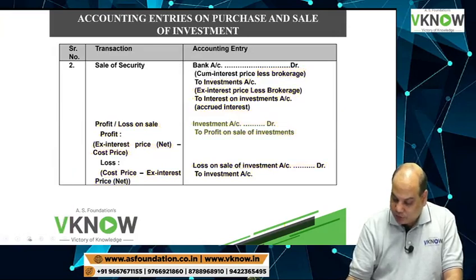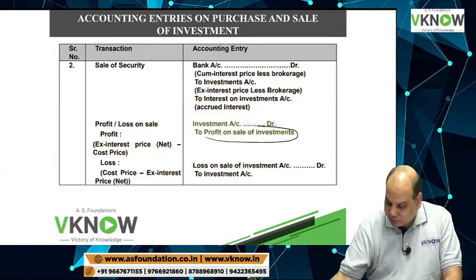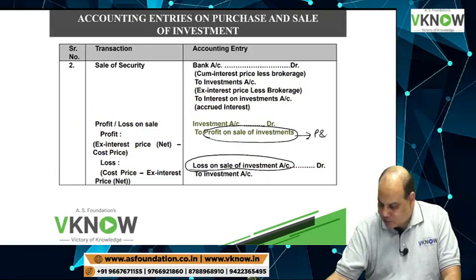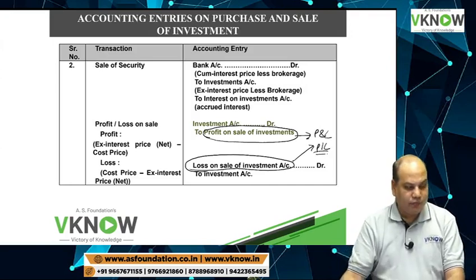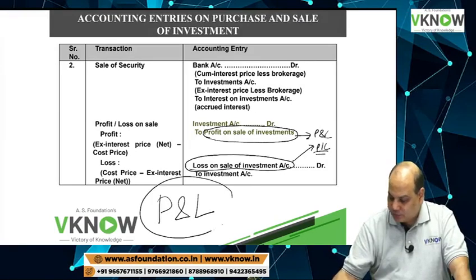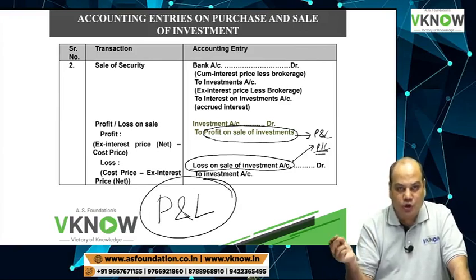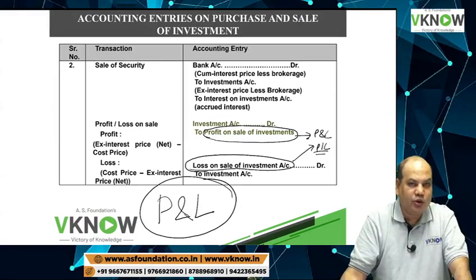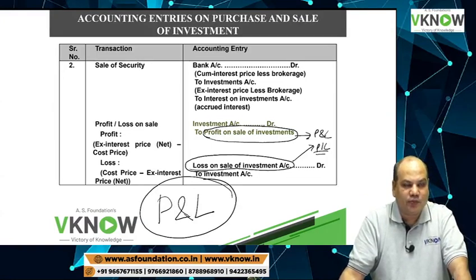Where will you transfer this profit or loss? This profit or this loss is transferred to profit and loss account. In this chapter, any profit or loss will be transferred to P&L account. Don't transfer to any capital reserve, general reserve, or any other reserve. Rather, transfer it to P&L account.